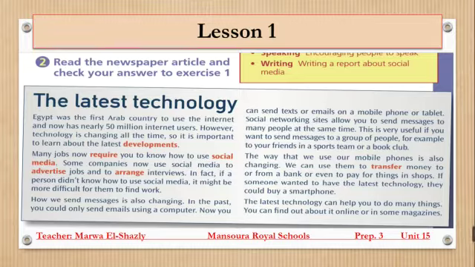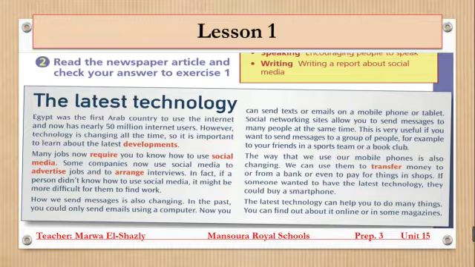How we send messages is also changing. In the past, you could only send emails using a computer. Now, you can send texts or emails on a mobile phone or tablet. Social networking sites allow you to send messages to many people at the same time. This is very useful. If you want to send messages to a group of people, for example, to your friends in a sports team or a book club.